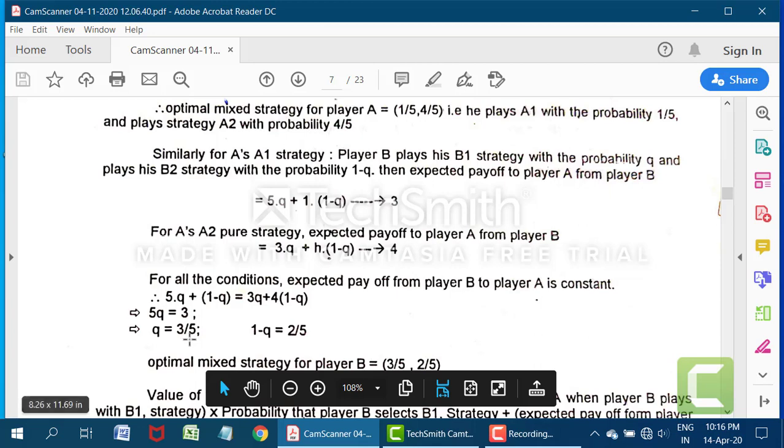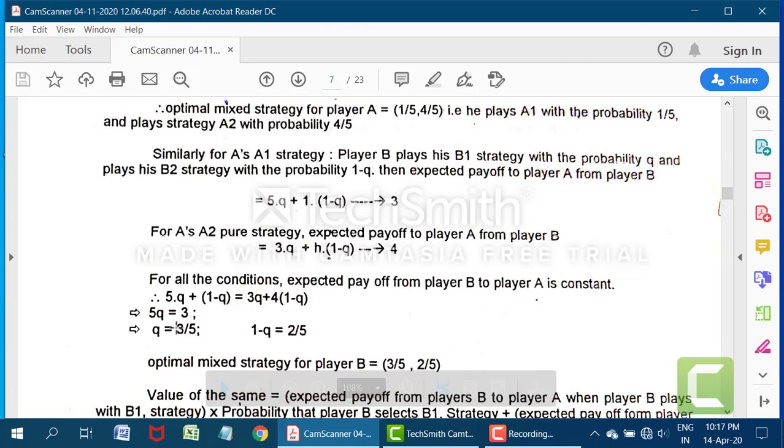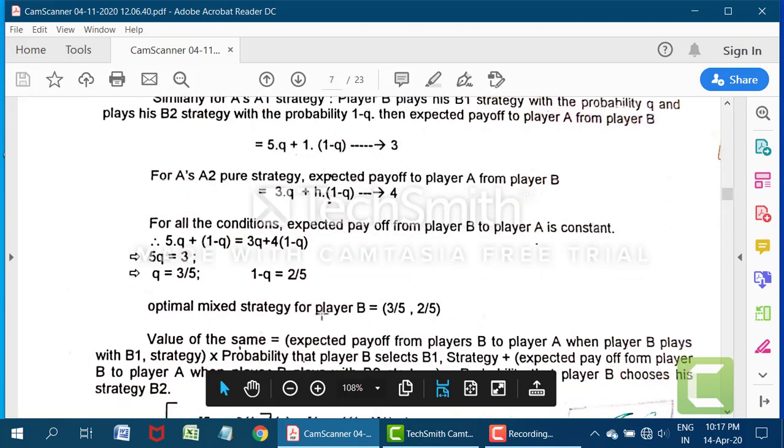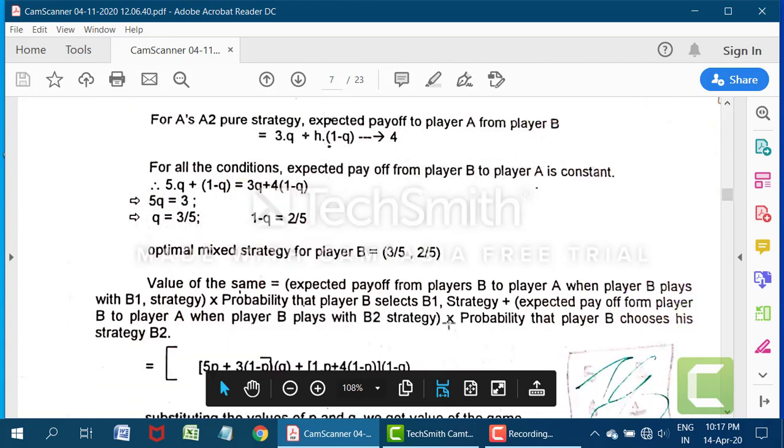Q is nothing but the probability that B is going to choose the B1 strategy. If this is Q, then 1 minus Q will be equal to 2 by 5, the probability that B is going to select the second strategy. Which means these are the two probabilities with which he is going to choose B1 and B2. So the optimal mixed strategy, the best mixed strategy for player B, equals 3 by 5 and 2 by 5, that is Q and 1 minus Q.